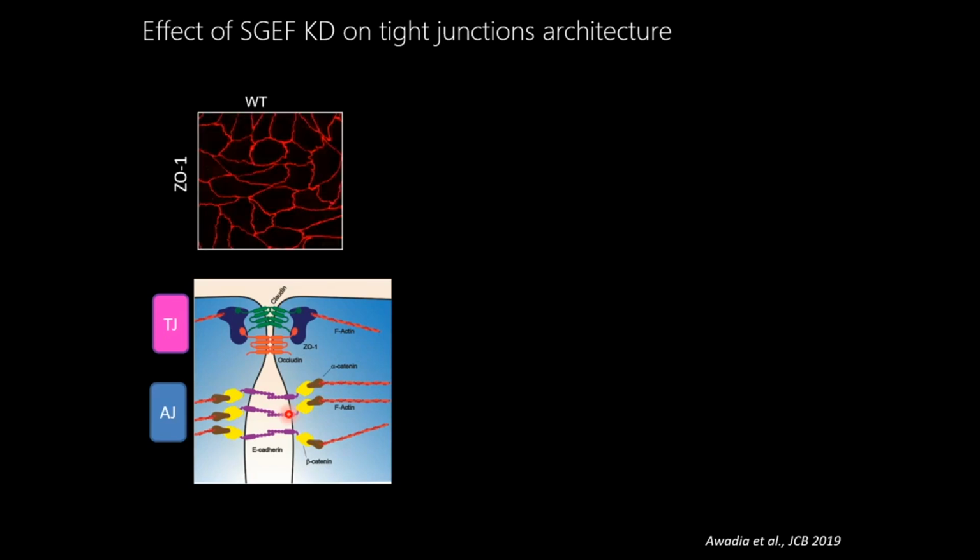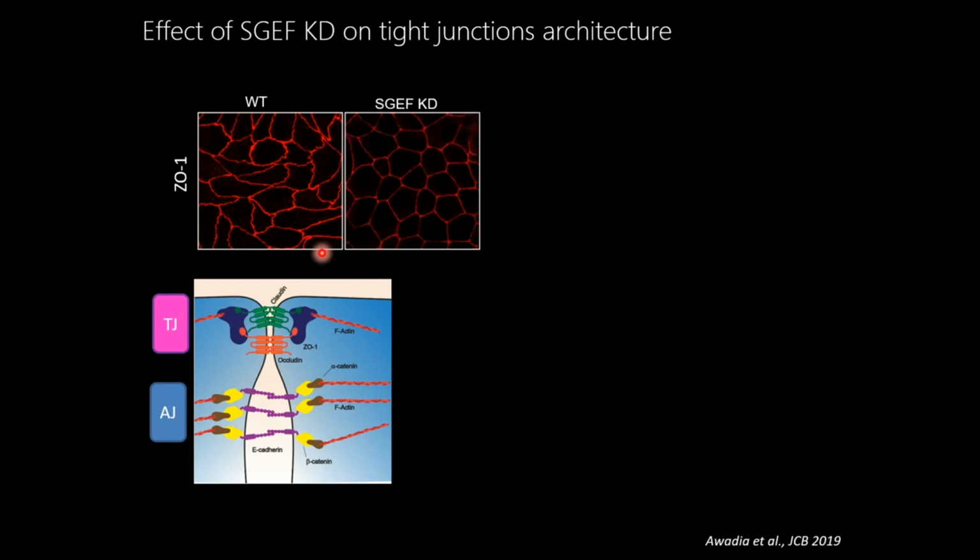We do all this work in MDCK cells, which is a very nice cell line from canine origin, which has been used extensively to study cell-cell adhesion and polarity. So if we stain these cells with a tight junction marker here called ZO1, we see very nicely the cell-cell adhesion borders stained with this nice antibody. When we knock down SGEF, we instantly saw a phenotype in tight junctions. And I hope you can appreciate here that the junctions, instead of being curvilinear, which is very common in MDCK cells, you see now that they're very, very straight.